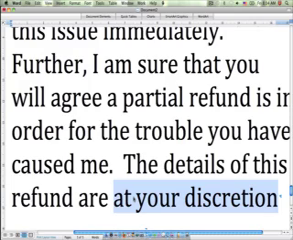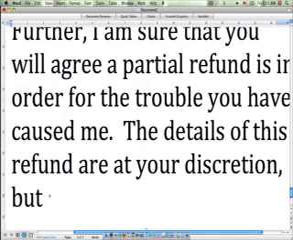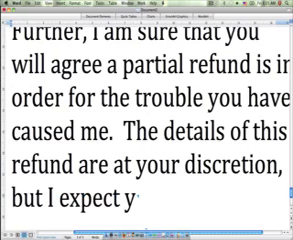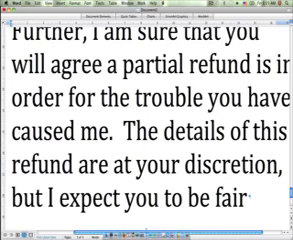So the details of this refund are at your discretion, but I expect you to be fair. So we're saying they can choose how much to refund us, but we're not expecting it to be a trivial amount. We're expecting it to be worth the trouble that they've caused us. Okay, now let's sign off.